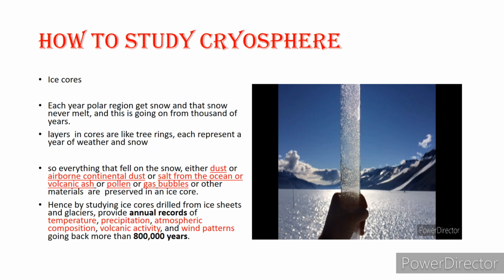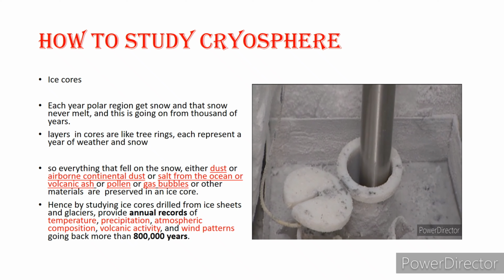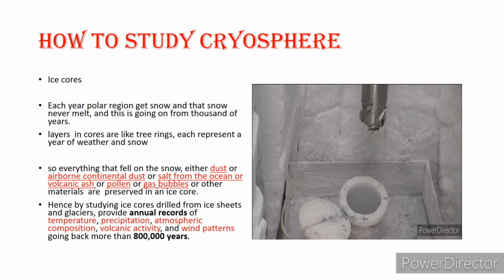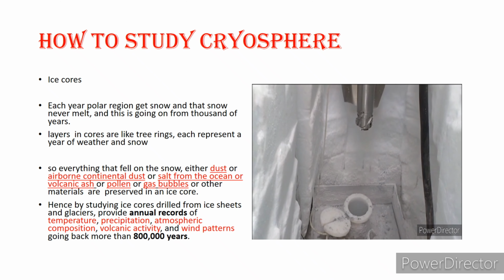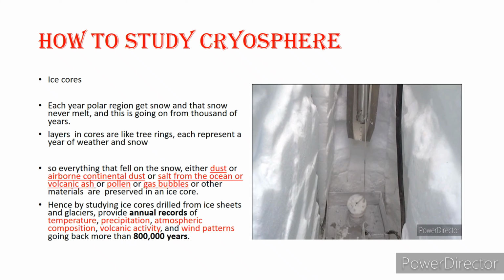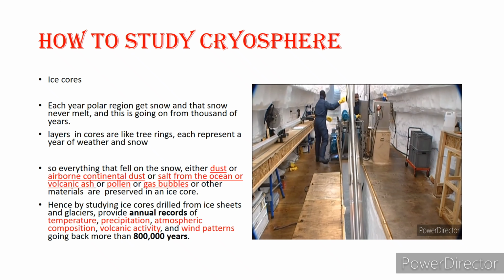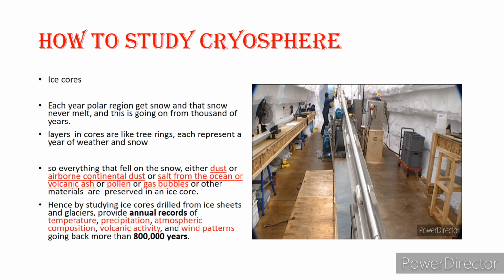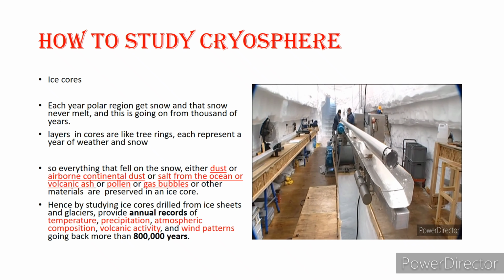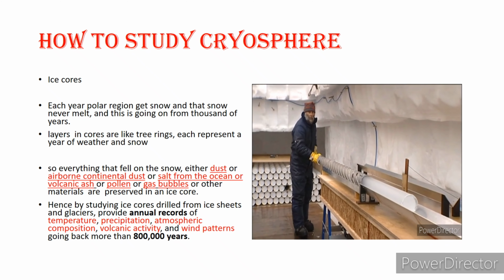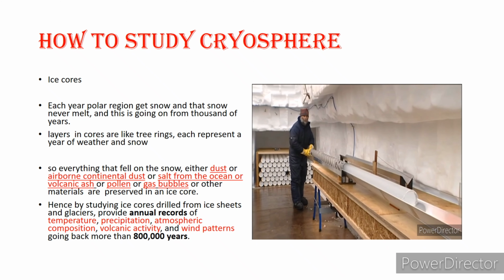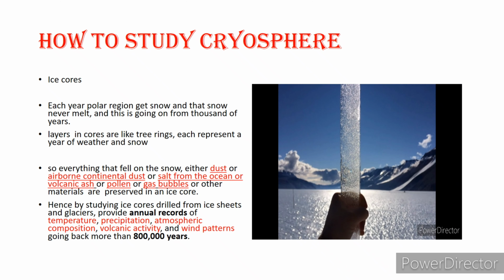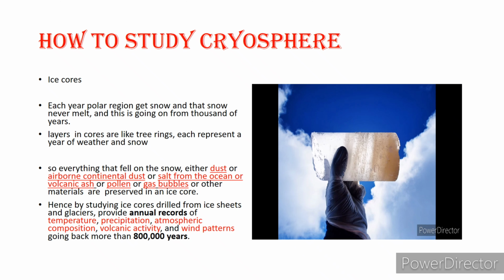Ice cores are perfect recorders of the past environment. Inside ice cores, the environment from thousands of years ago is trapped. For thousands of years, polar regions get snow every year, which does not melt. So, we get one year's snow on top of the previous year's snow. It compresses, and everything that fell on the snow, either dust or salt from the ocean or volcanic ash or pollen or air bubbles with atmospheric gaseous composition, everything is preserved in ice sheets for millions of years.